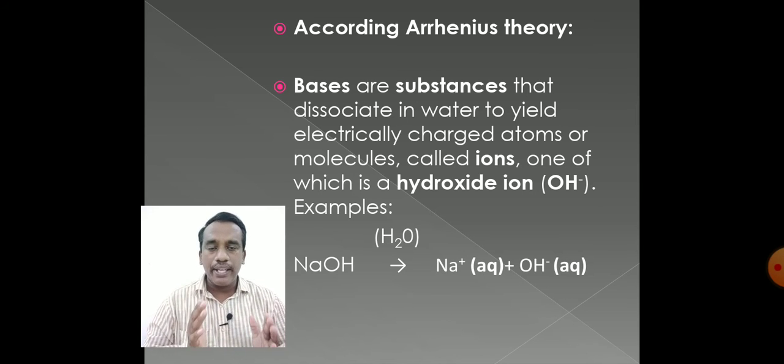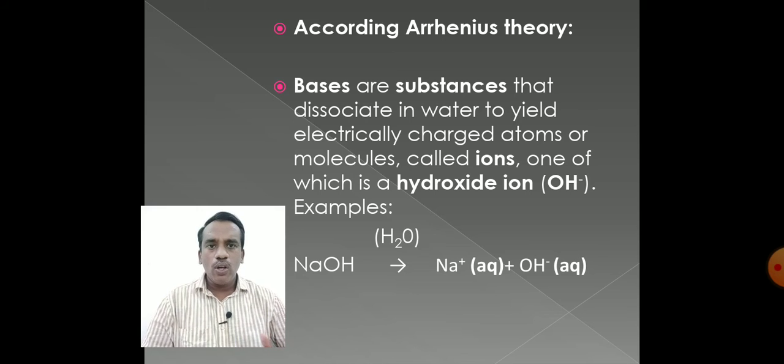Similarly, according to Arrhenius theory, a base is a substance that will give OH minus ions when dissolved in water. These OH minus ions are called hydroxide ions. So let us give the definition here. Bases are the substances that dissociate in water to yield electrically charged atoms or molecules called ions, one of which is a hydroxide ion. Let us take one example here.